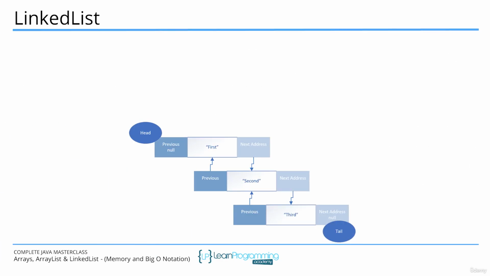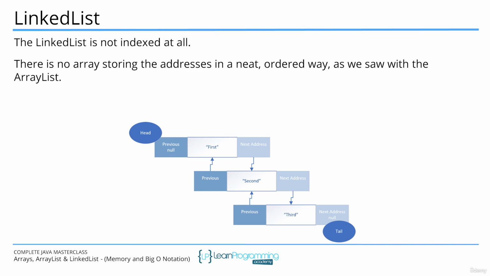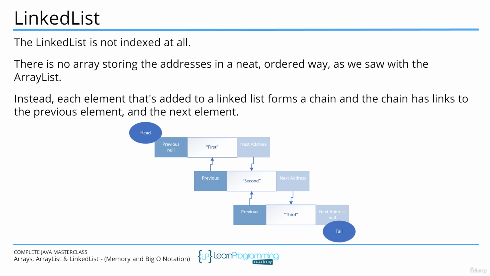Now that you understand why some operations are more efficient and less costly because of indexing, it's time to look at linked list. The linked list is not indexed at all. There is no array storing the addresses in a neat ordered way, as we saw with the array list. Instead, each element that's added to a linked list forms a chain, and the chain has links to the previous element and the next element.